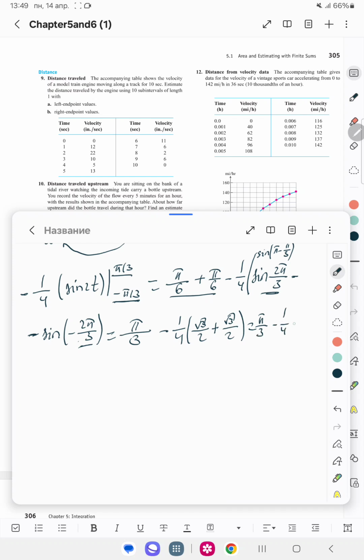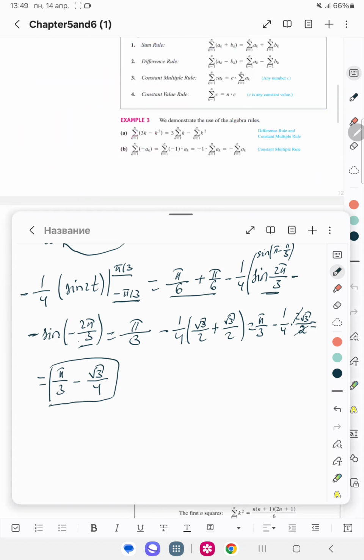Minus 1 over 4 times 2 square root of 3 over 2. Pi over 3 minus square root of 3 over 4. Voila. This is the answer.